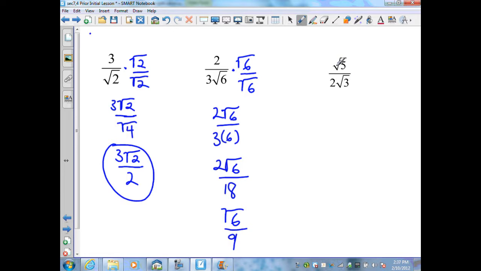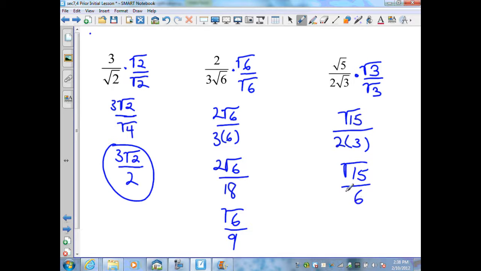Here I have the square root of 5 over 2 square roots of 3. I'll rationalize, multiply the top and bottom by the radical in the denominator, the square root of 3. The square root of 5 times the square root of 3 is the square root of 15. Over, bring down the 2. The square root of 3 times the square root of 3 is the square root of 9, which we know is 3. Therefore, the square root of 15 over 6. And this does not simplify with the 15 since 6 is not in a radical and 15 is.